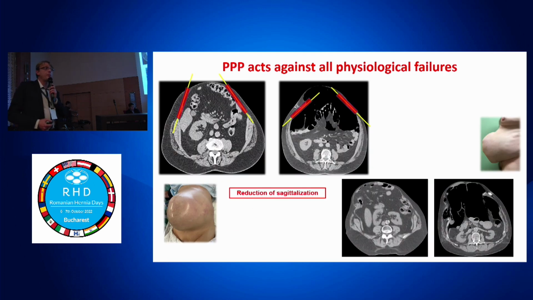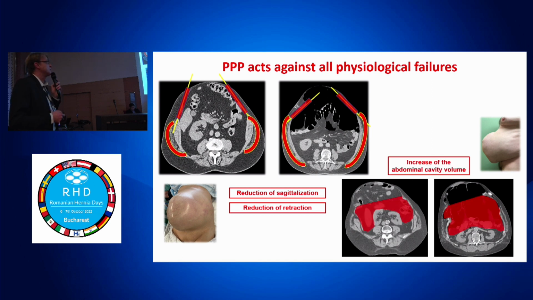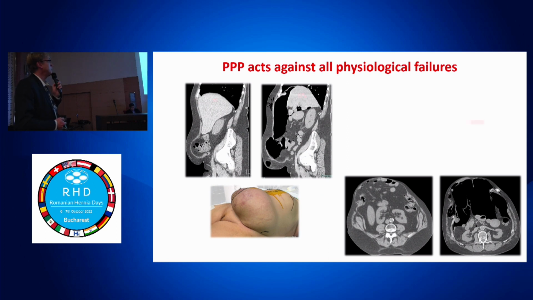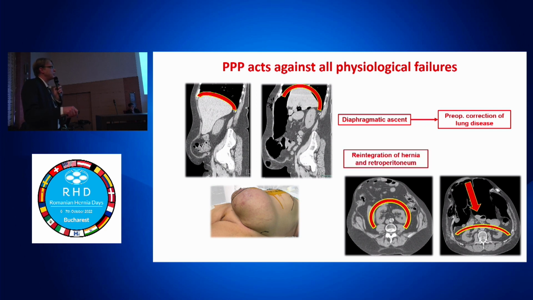And the pneumoperitoneum acts against all these physiological features. So the pneumoperitoneum allows the reduction of the sagittalization, it allows the reduction of the retraction, but also it allows the increase of the abdominal cavity volume and the correction of the hypopressure. But also the pneumoperitoneum acts against the diaphragmatic descent, so we can find the diaphragmatic ascent. It is the preoperative correction of the lung disease, and the reintegration of the hernia in the retroperitoneum, as you can see here.